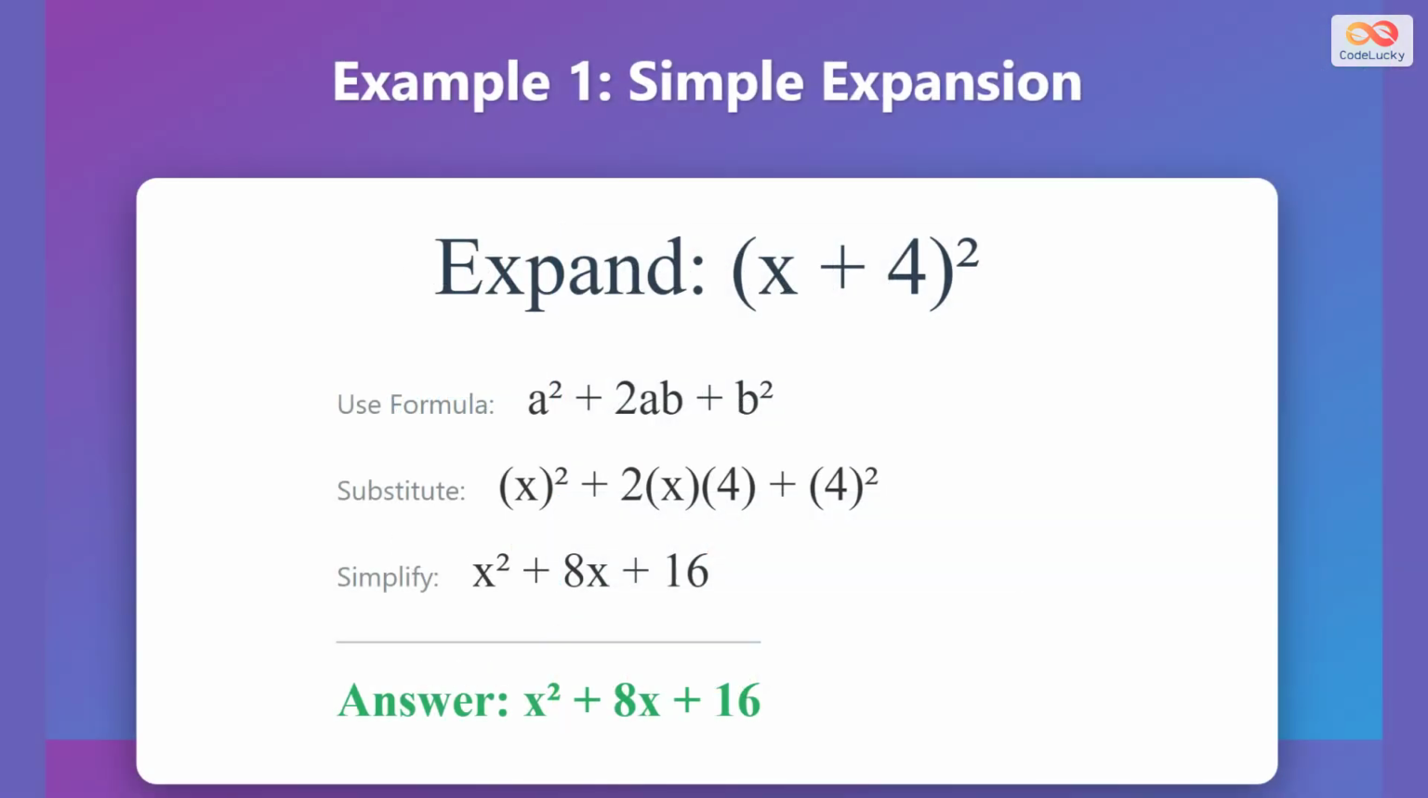Let's try a simple example, (x + 4)². Using our pattern, we square the first term x to get x². Then we multiply 2 times x times 4, which gives us 8x. Finally, we square the last term 4 to get 16. So the answer is x² + 8x + 16.